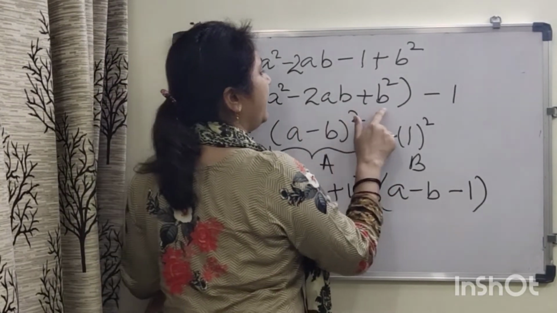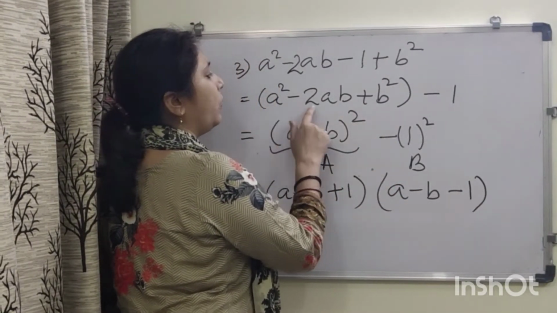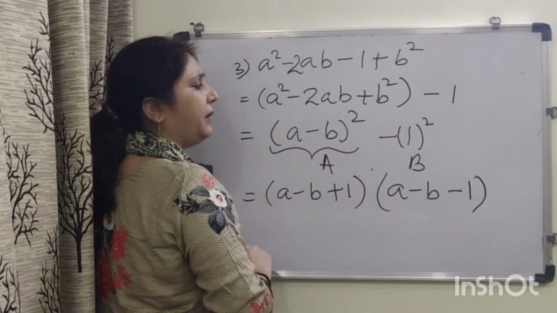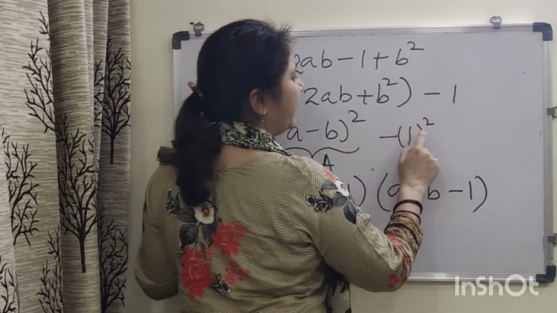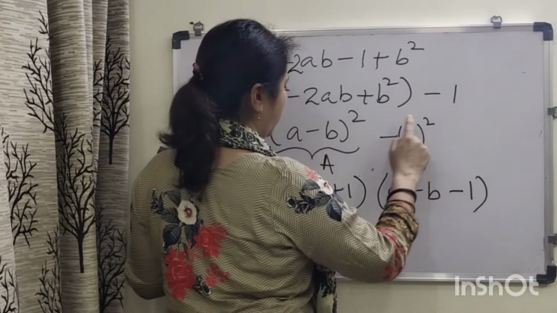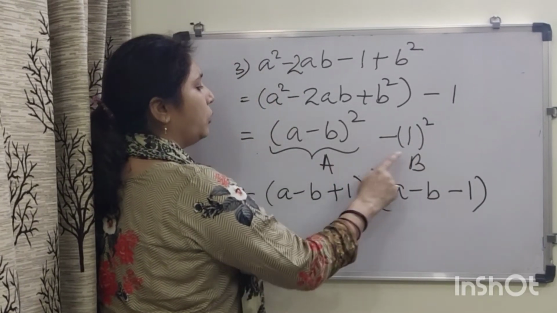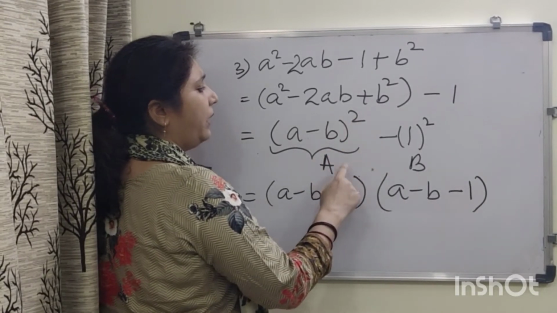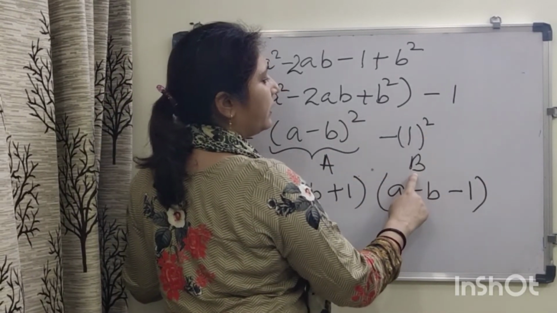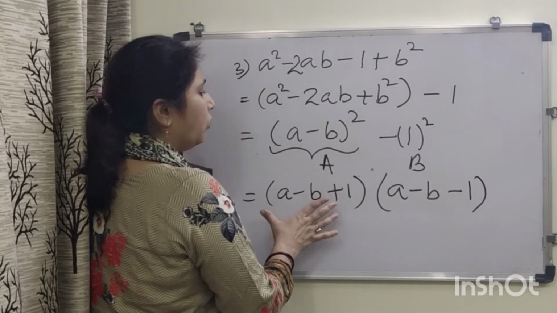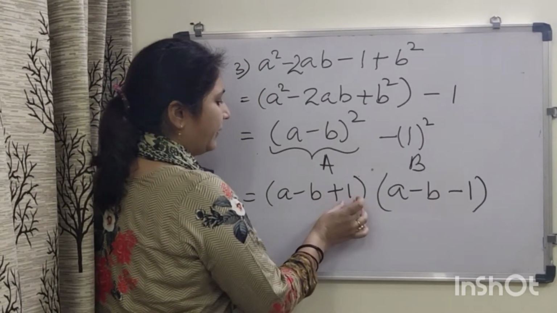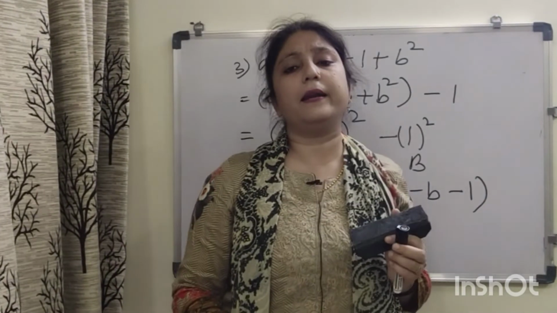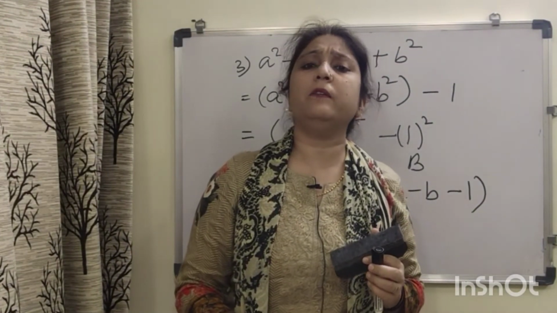Now these 3 terms of this trinomial, A square minus 2AB plus B square, give you the identity (A minus B) whole square, and this one can be written as 1 square. Now you have got 2 terms. (A minus B) whole square we have considered as A square, and this 1 square we have considered as B square. So we have got (A plus B)(A minus B), using the identity A square minus B square.